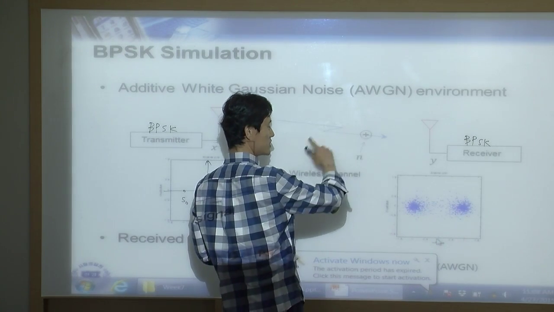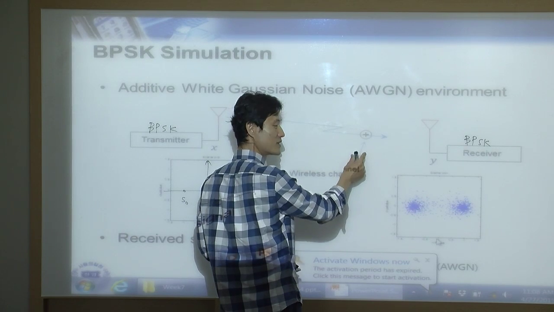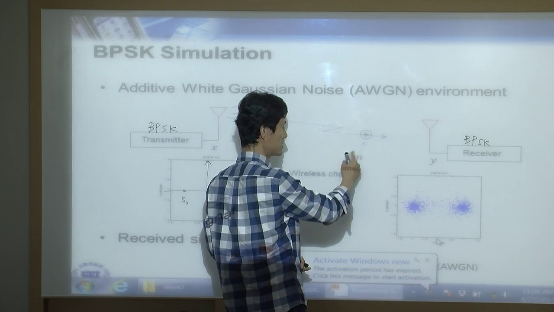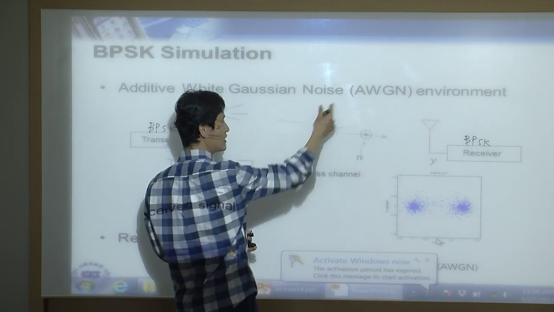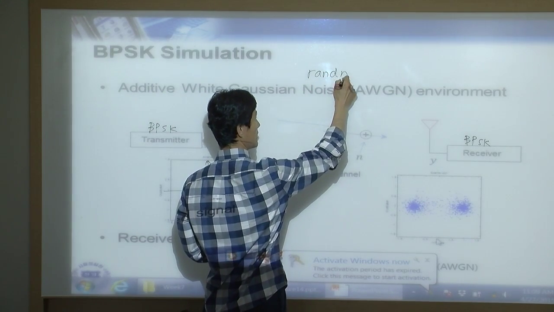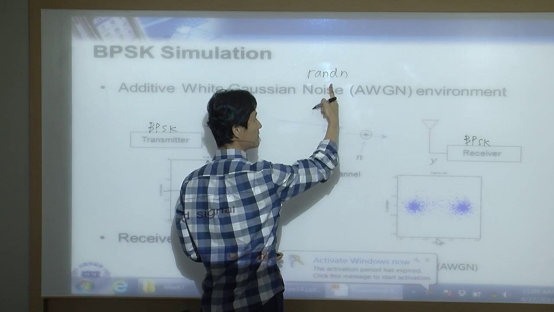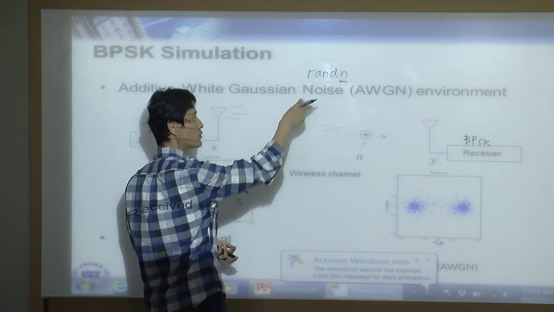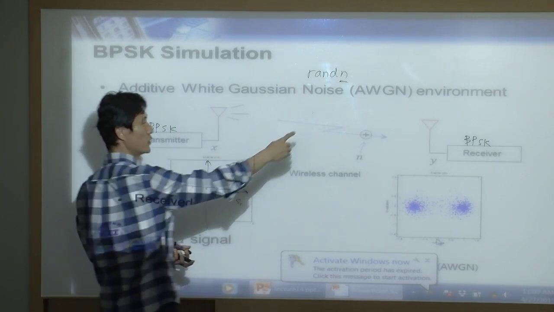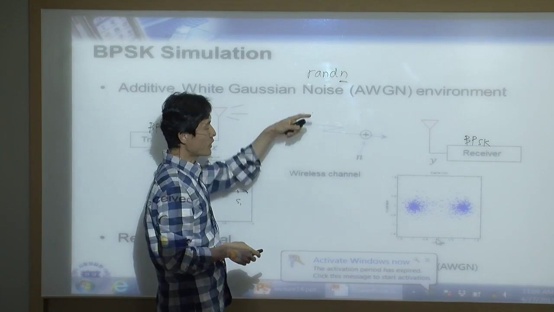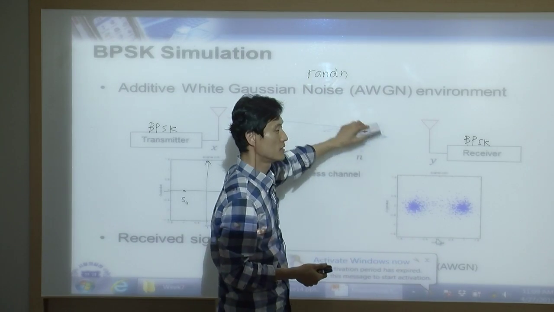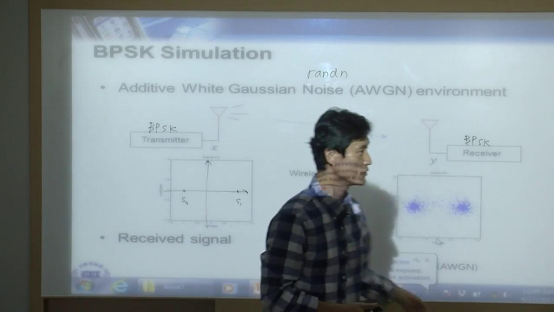What's going to happen in the channel is that we can add some noise. So we create some noise samples. Our noise is AWGN noise. And in MATLAB, there is a function called randn. The n means normal. So randn is the function to create random samples based on the normal distribution. So when you call the randn function in MATLAB, you will create random samples based on the Gaussian distribution. That's what you need.